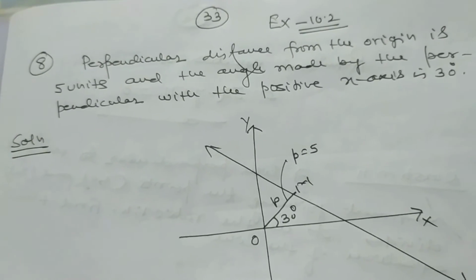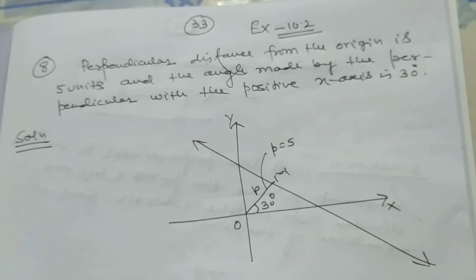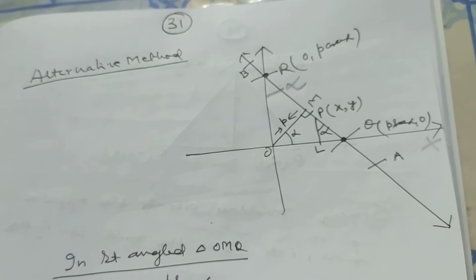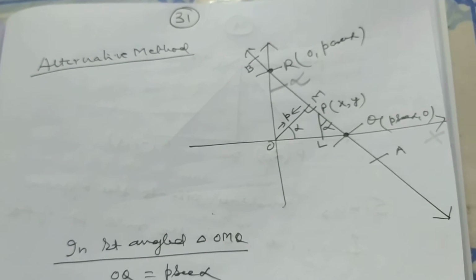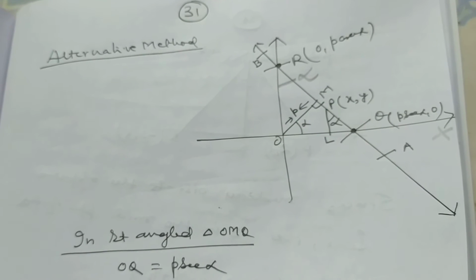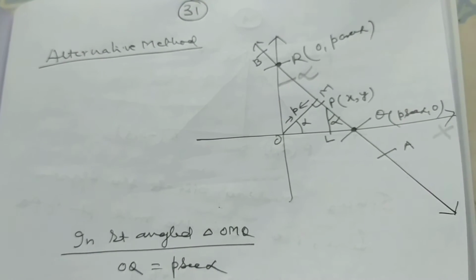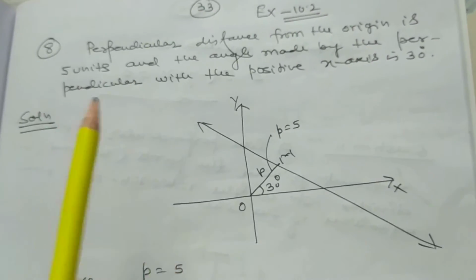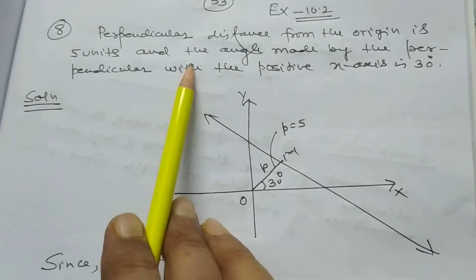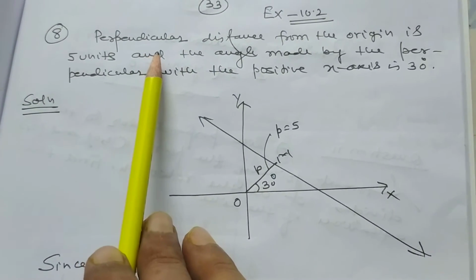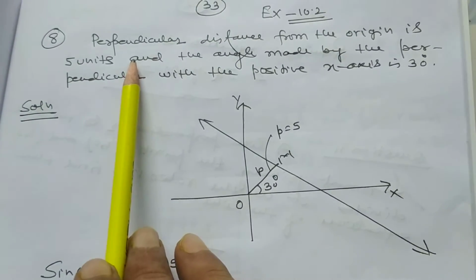So my dear students, in this way we have derived the equation of straight line in different forms, and particularly I have already determined the equation of straight line by slope point form also. So by using this property, now I want to solve some important problems of exercise 10.2.